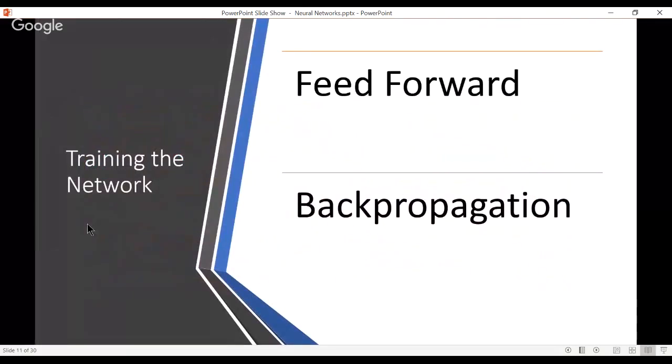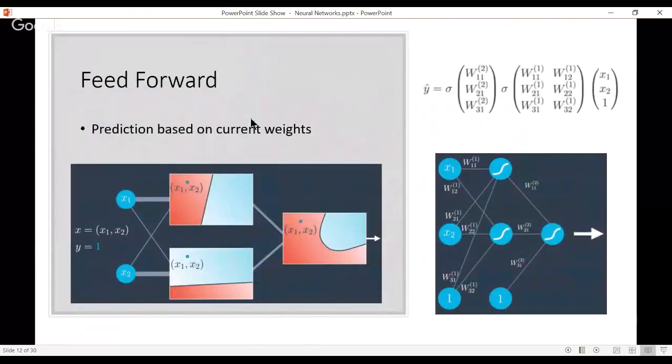So now that we know the basics of neural networks and what constitutes a neural network, let's look at the process for training the network. We use training data to train the network, and the two processes involved are feed forward and back propagation. So what is feed forward? Basically, it's predicting based on the current values of weights.